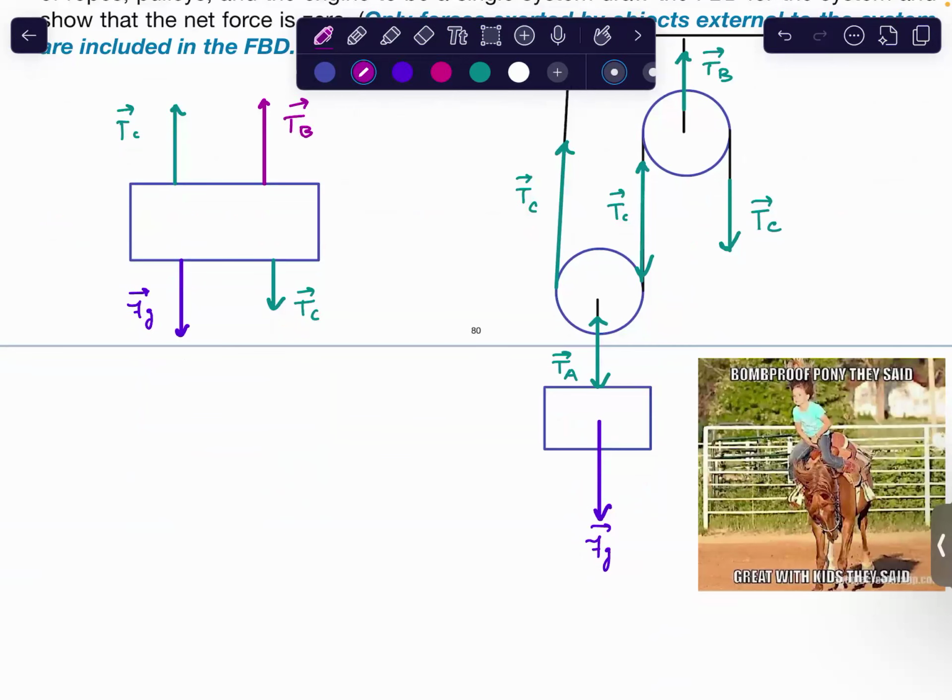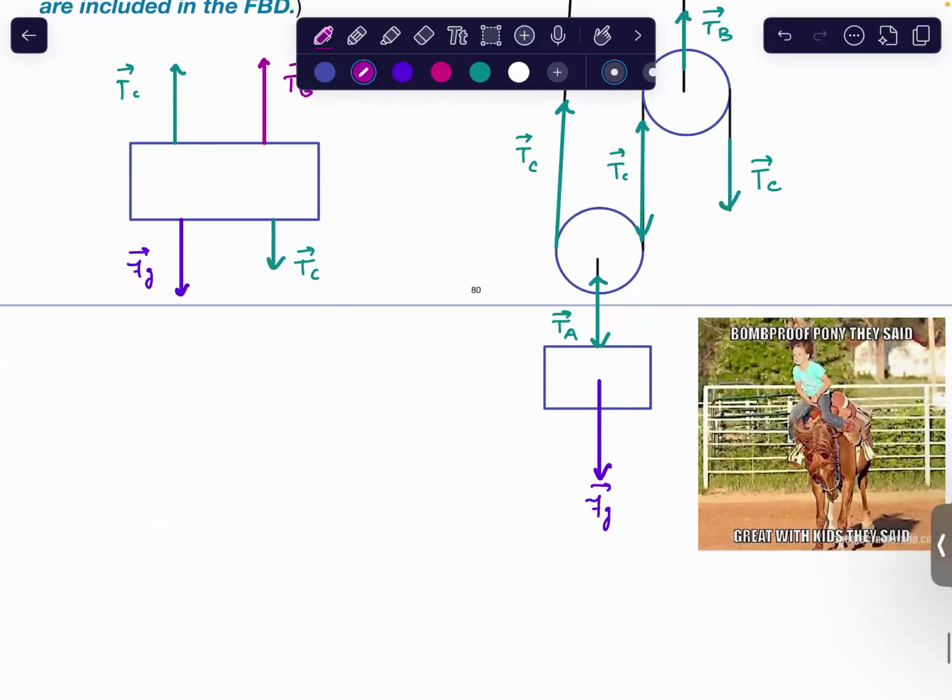We have to prove that the sum of all these forces is 0. Okay, so we're going to have to look at some multiple free body diagrams. I know, we won't get through it. But for the mass, we're just going to do a simple free body diagram.